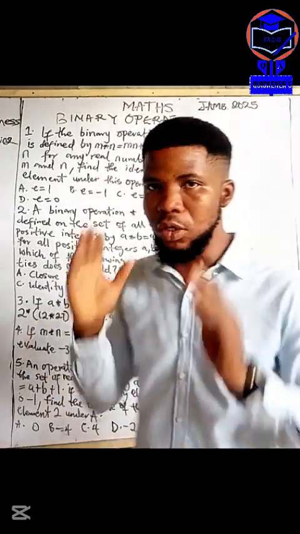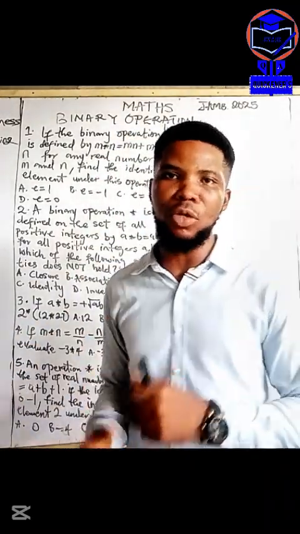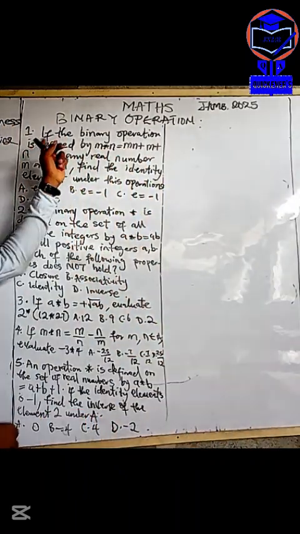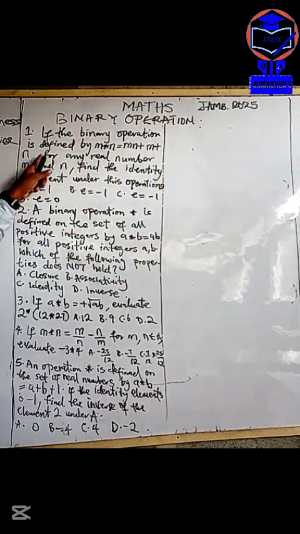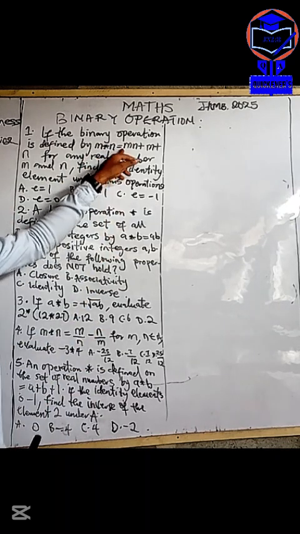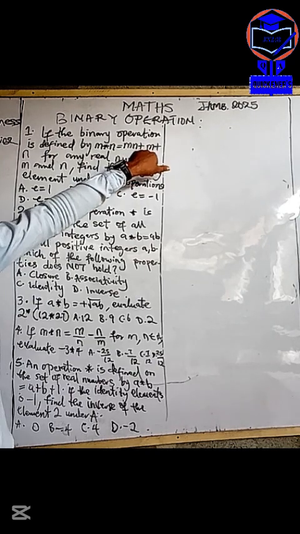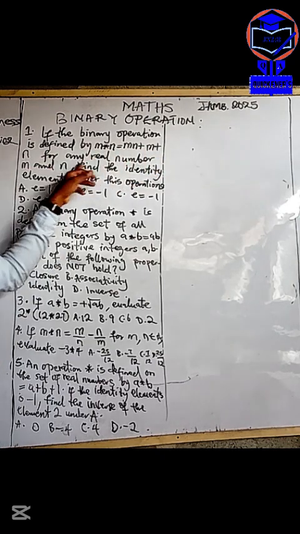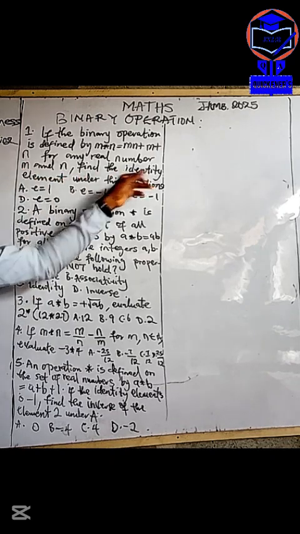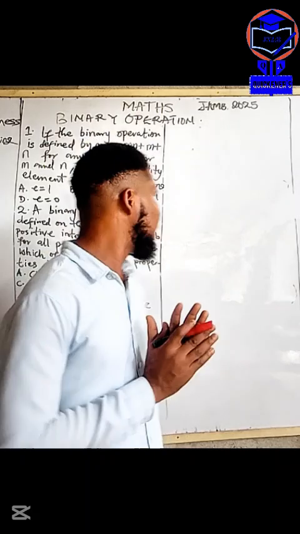Okay, let's solve the question on the board. While we are solving these questions on the board, you will end up understanding some of the operations under binary operation. So, the first question is, if the binary operation is defined by m asterisk n equal to mn plus m plus n, for any real numbers m and n, find the identity element under this operation. An identity element, that's what we're looking for.